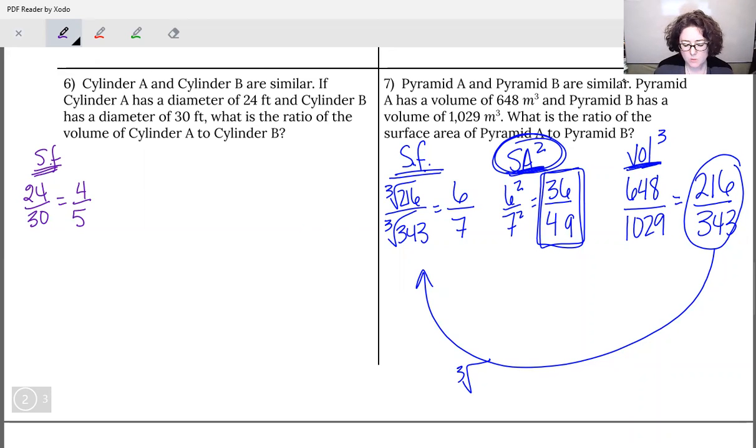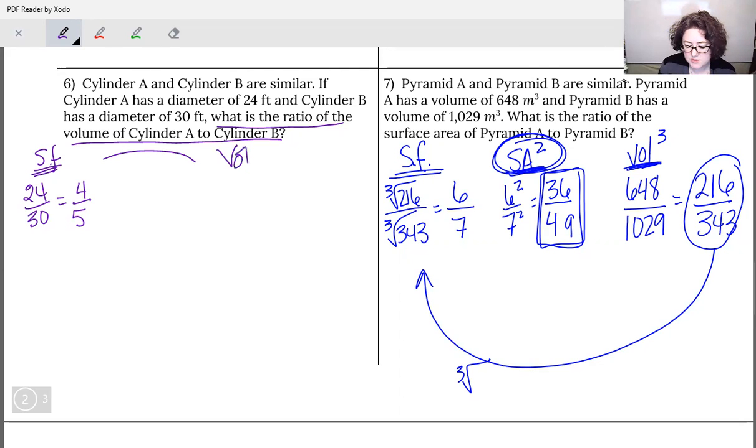So what do they want us to know on here though? We read the first half of it. The last sentence says, what is the ratio of the volume of cylinder A to cylinder B? Again, volume. If we're thinking about the columns where we were playing around with the numbers, scale factors are in the first column, surface areas in the second column. So we have to jump all the way to the third column.